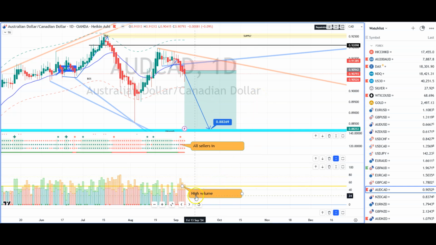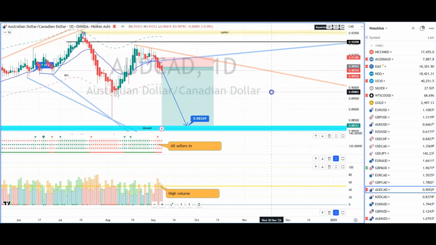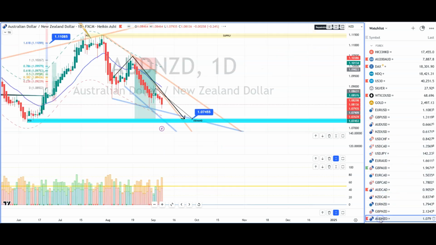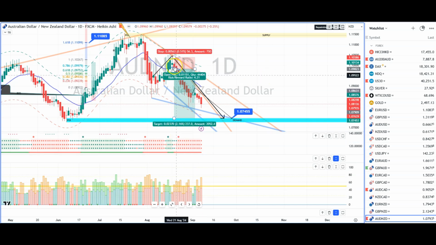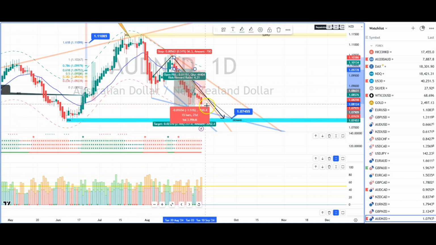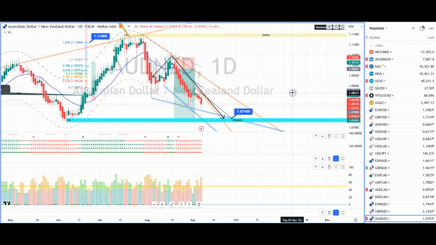Notice the high volume, notice all the sellers in, notice the price below the blue line. This indicates further downside momentum is highly likely. Aussie New Zealand, congratulations if you've been in it and holding. It's a good idea to hold and make money while you sleep, because that's the best type of money you want to make. So very high volume. All the sellers have been in for a week or two, and we are up 168 pips so far, heading for 107.45.